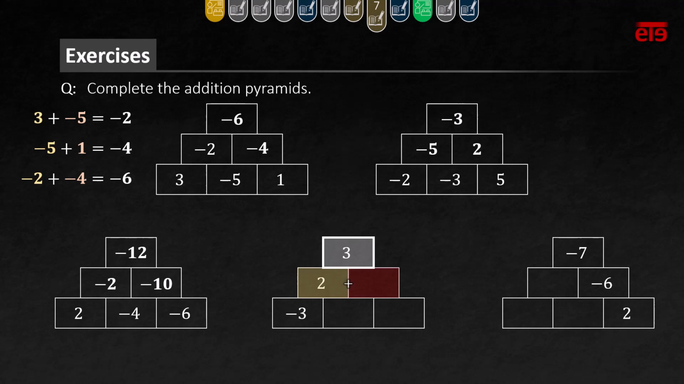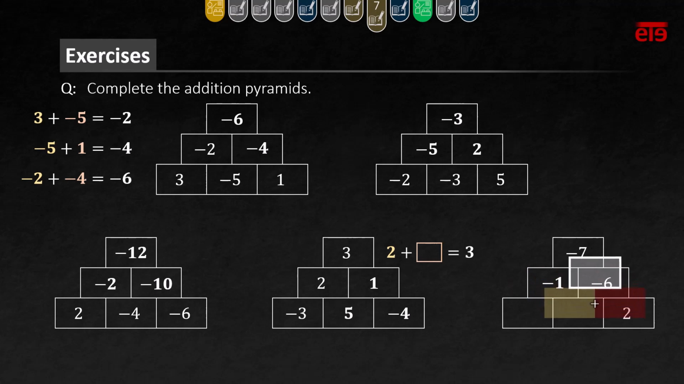In this pyramid, we can think a little bit differently. 2 and another integer add up to 3. We can get the answer by subtracting 2 from 3. So the answer is 1. This method can be used to fill all the other blocks. You got all the correct answers right.